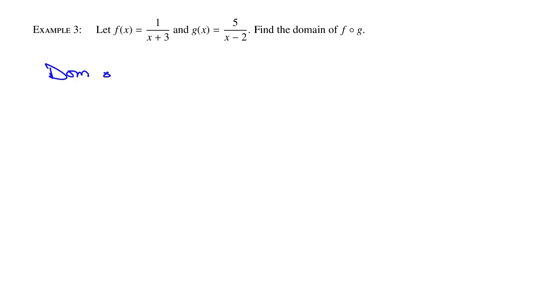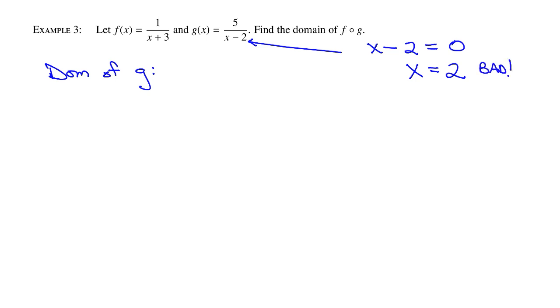So the domain of g is the set of all real numbers that makes g defined. Well, here we have a fraction, and we have x minus 2 in the denominator. We know that we cannot let the denominator of a fraction be equal to 0. So if I set that equal to 0 and solve, I get 2. But 2 is a bad number. We can't use x equals 2.